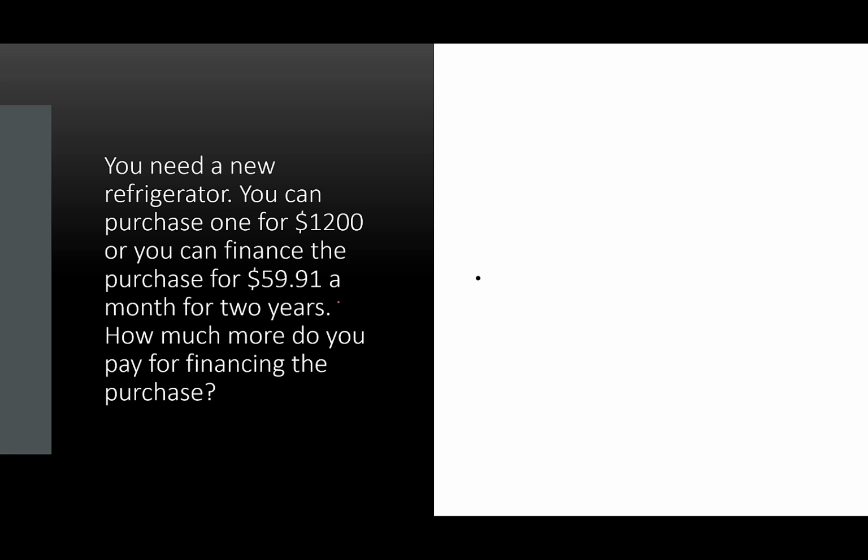Let's make that a little bigger. You need to buy a new refrigerator. You can purchase one for $1,200, or you can finance the purchase for $59.91 a month for 2 years. How much more do you pay for financing the purchase? So when I look through this information, let's write down what we know. We know that it would be $1,200 if we just bought the refrigerator, or we would pay $59.91 per month for 2 years if we finance it. So looking at this, we have part of the picture right now, but we really need to know what that equals if we pay $59.91 a month.